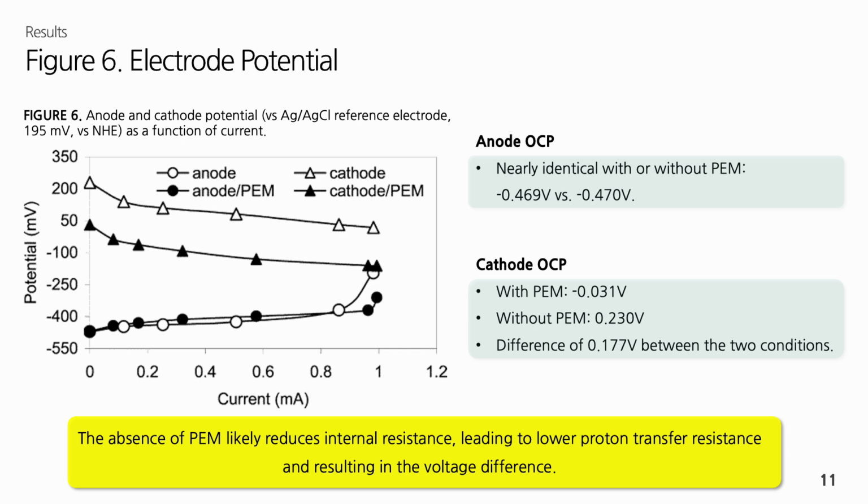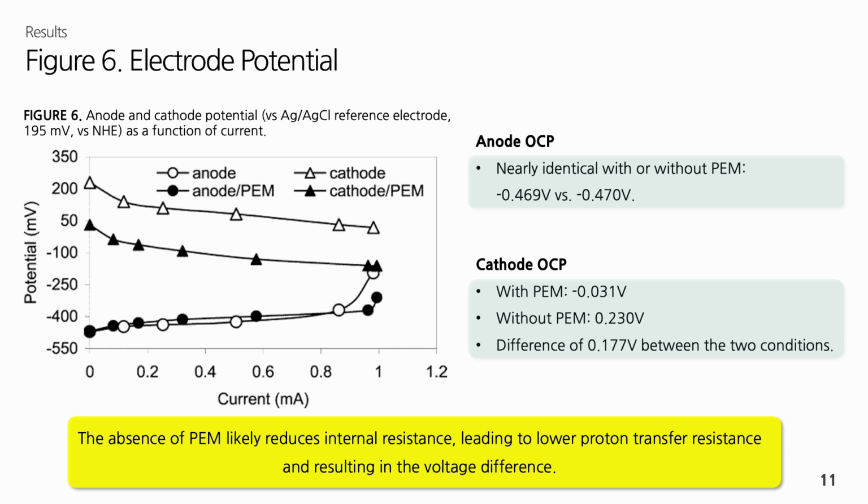The open circuit potential, OCP, of the anode was approximately -0.469 V, remaining nearly identical regardless of the presence of the PEM. In contrast, the cathode OCP showed a difference. It was -0.031 V with the PEM and 0.230 V without it, a gap of 0.177 V. Let's analyze how electrode potential influenced system performance.